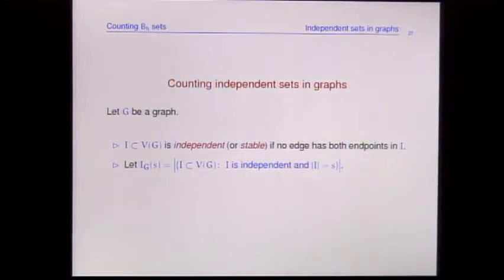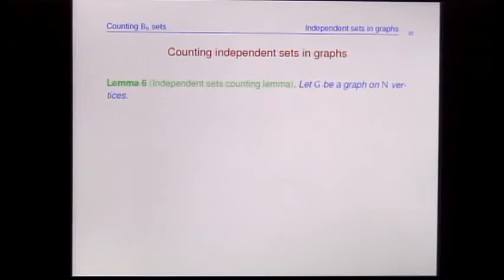And we're interested in counting them. So I'm interested in this extremal function I_G(s), the number of independent sets in the graph G with s elements. We want to bound this from above.